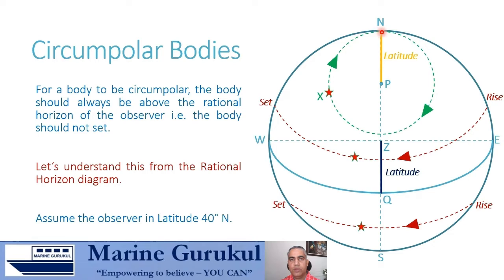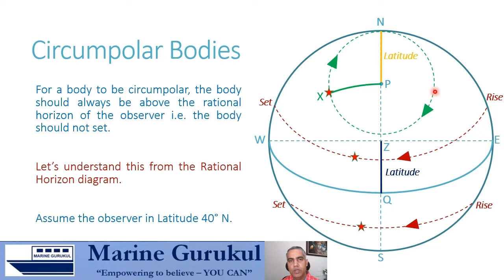It touches the horizon at the north point but never goes below the horizon. So these bodies which remain above the horizon of the observer for full 24 hours and never set are circumpolar bodies. So one thing we have seen from this diagram is that it is certainly not possible to have a body circumpolar with latitude and declination of opposite names.